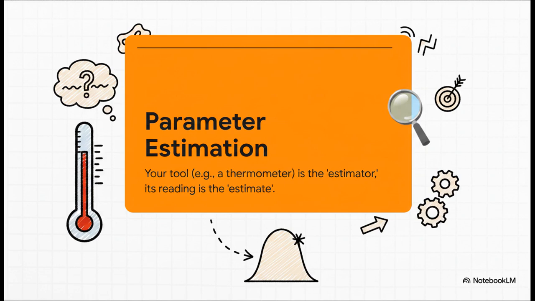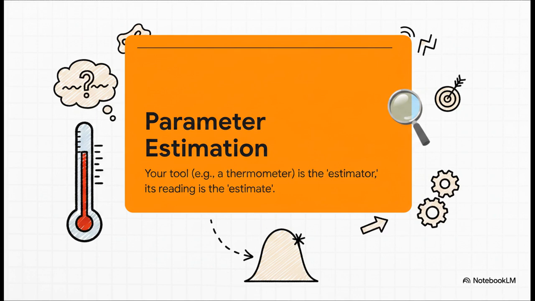And here's a super simple way to think about it. Imagine you want to know the true temperature of a room. Your thermometer, that's your estimator. It's the tool you're using. The number it shows you is the estimate. And the goal, obviously, is to get that estimate as close as possible to the real temperature.